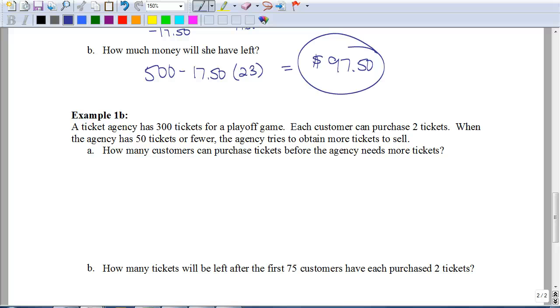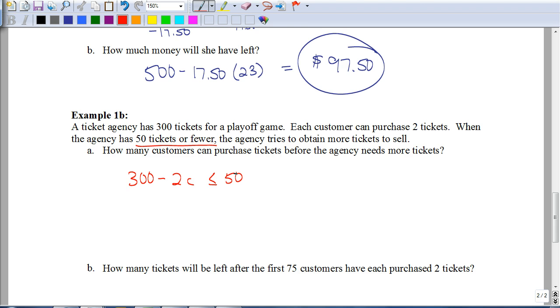So if we use C to represent the number of customers here, we would start out with 300 tickets, and each customer can buy 2 tickets. So it's going to be minus 2 times C. And we want to stop as soon as the agency has 50 tickets or fewer. The key there is exactly 50 or less than that. So it's going to be less than or equal to 50.